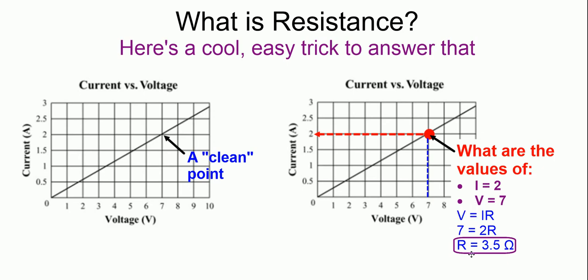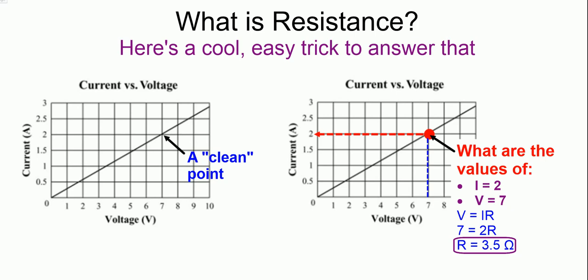And now we can use this, can't we? V equals IR. We've got two of them. We've got V. I put my 7 there. Put my I, it goes there. And solve by dividing by 2. And in this graph, the resistance is 3.5. Can you see it? We found a nice clean point. Got the values of I and V. Plugged them in and found R. It's easy, isn't it? Sure.